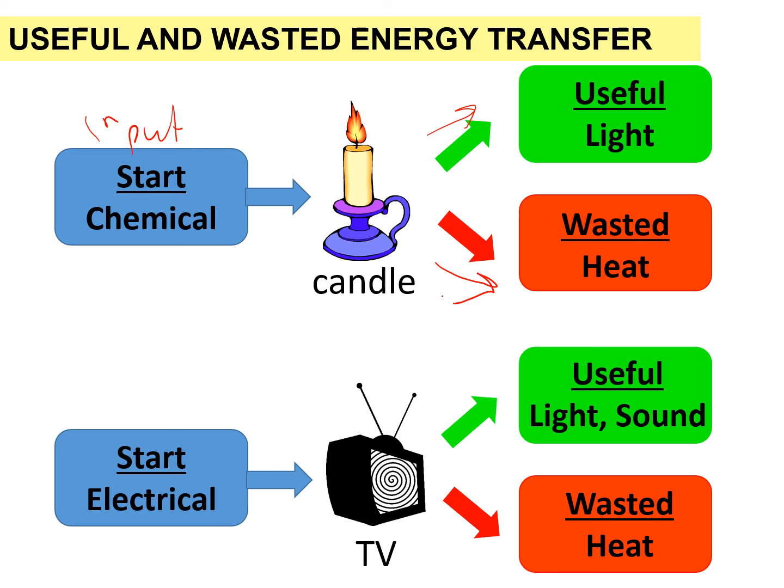Okay, so what we've got here is the input energy. Sorry about my very poor writing, it's not easy to write with this pen. And then we've got useful and wasted. Let's have a look at the TV underneath. The input energy is electrical. The useful output, in fact there are two, because we want the TV to produce light and we want to hear it. So light and sound are useful, and heat is wasted, your TV warms up.